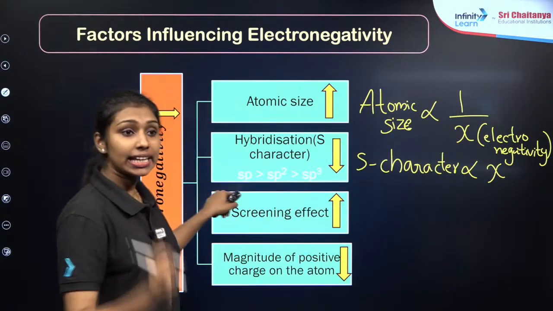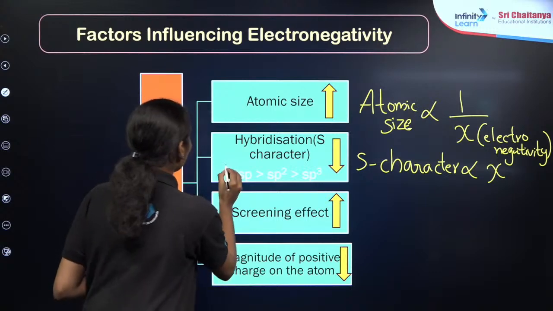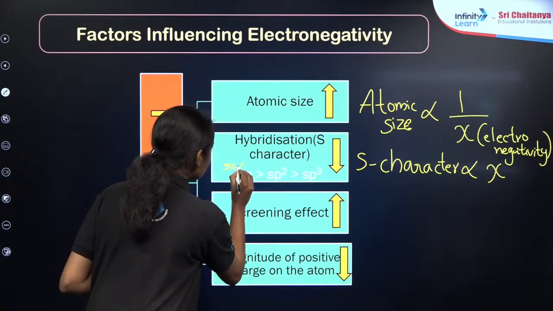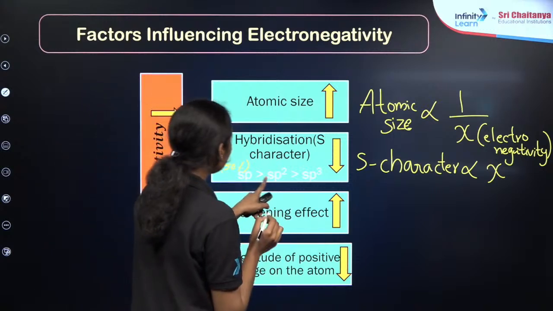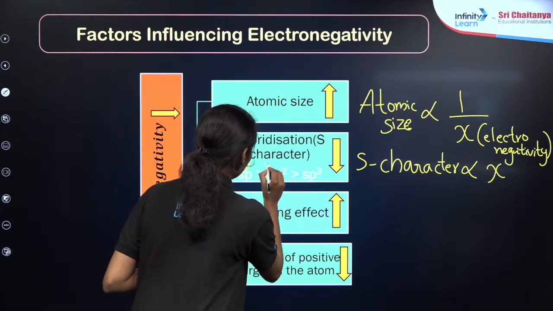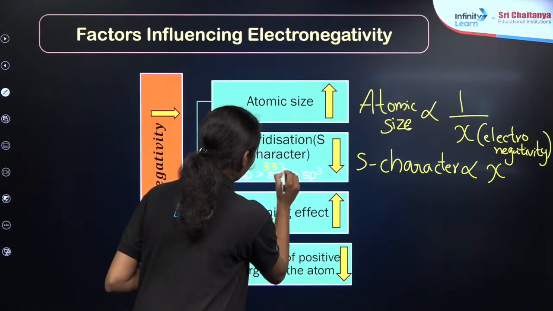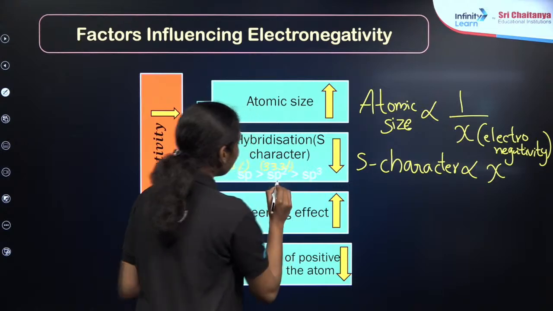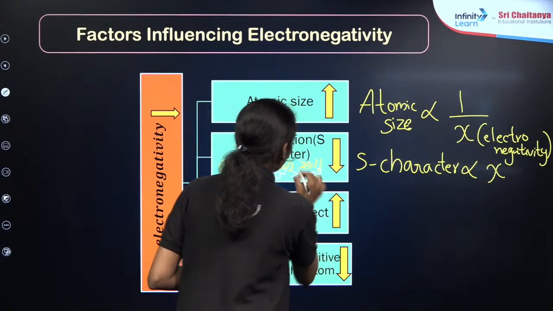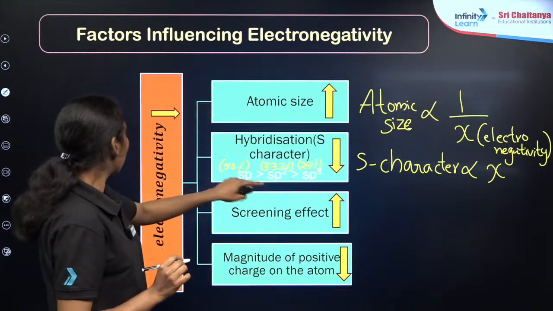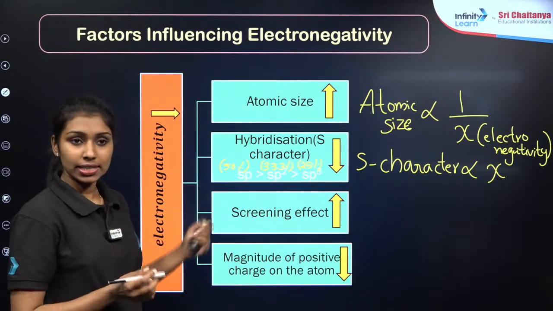As you can see here, in the case of sp hybridization, 50% S character is present. Whenever we move to sp2 hybridization, there will be 33.3% S character. Then for sp3 hybridization, it is around 25% S character. Whenever the S character increases, the electronegativity also increases, right? Clear?